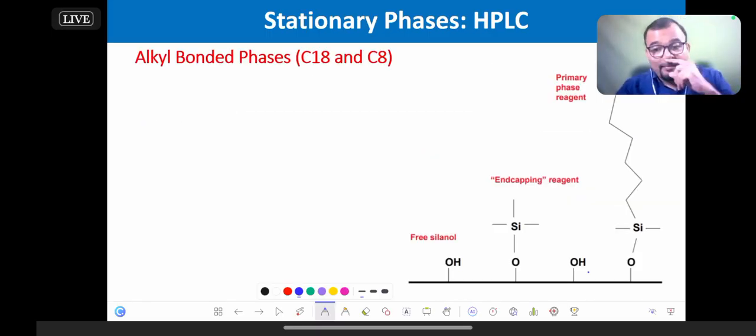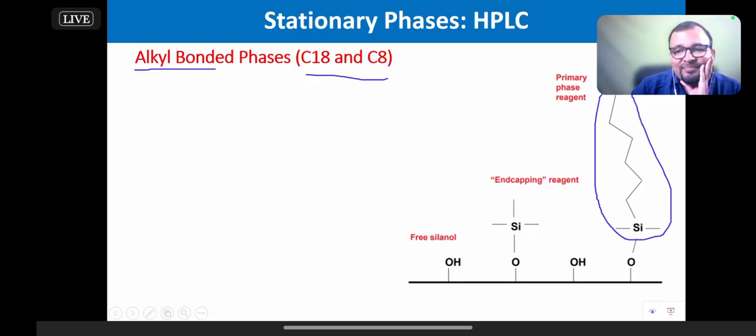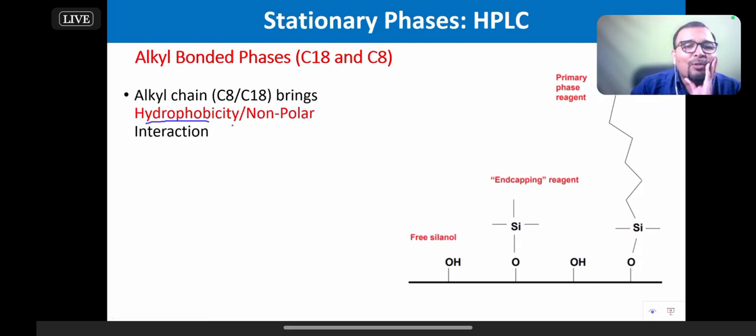And this is the one. I hope everyone must have heard about this stationary phase, called an alkyl bonded phase. What is the alkyl group here? Maybe C8 or C18, a hydrocarbon. Now, what is the nature of the hydrocarbon, C8 or C18? Is it a polar or non-polar stationary phase? It's a hydrophobic or non-polar stationary phase, right? So it brings the non-polar or hydrophobic interaction.